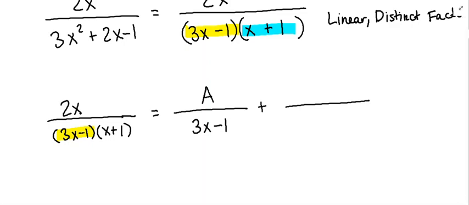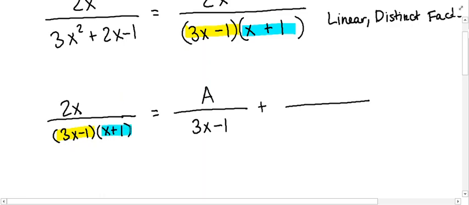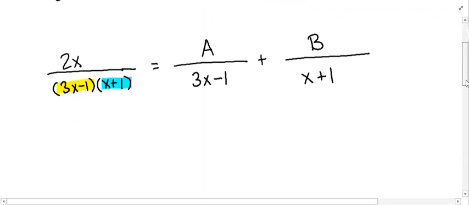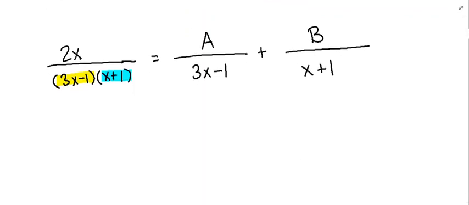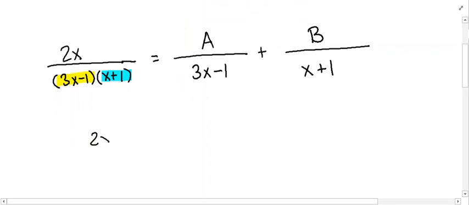The other factor is x plus 1. It does not repeat, and so we'll just have one fraction over this factor. It too is degree 1, so that means in the numerator here we need to have degree 0, just a number. So that's how we set this up. And now we need to get rid of the fractions. So I'm going to rewrite everything and leave myself some room to clear the fractions.